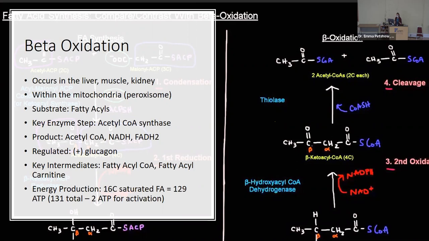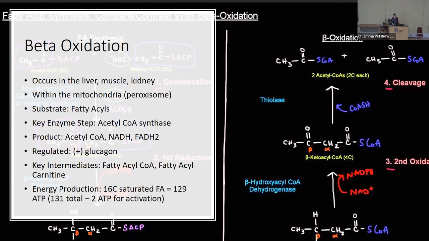We'll get to products in a second, but this one is upregulated by glucagon. Interesting. So if glucagon is telling us that we need sugar, we need energy, it makes sense that we would want to try to pull fatty acids. That's a high energy source, right? And why is it a high energy source? Well, I'll tell you why.